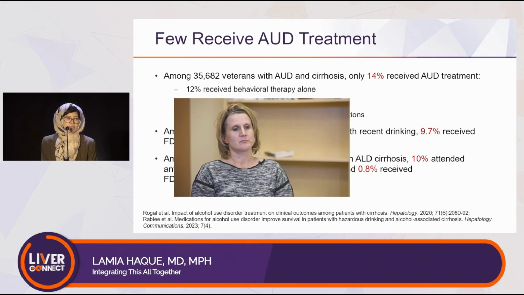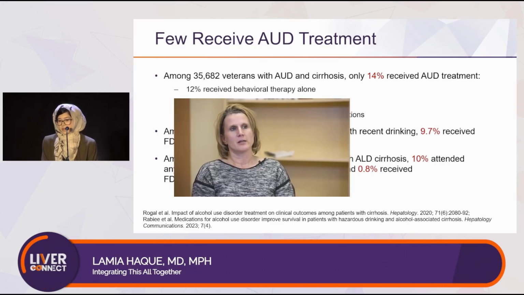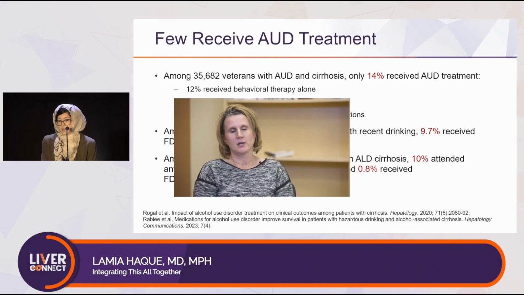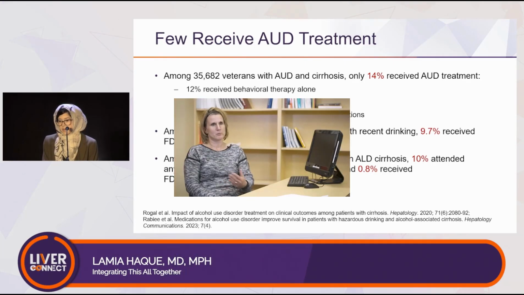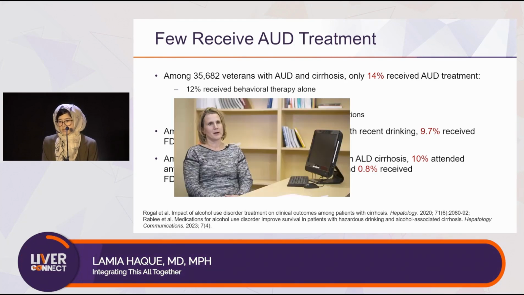with a diagnosis of alcohol use disorder and cirrhosis requiring a hospitalization ended up receiving any AUD treatment, with less than 1% receiving medications for alcohol use disorder, consistent with the newer study that Dr. Singal referred to. In a more recent study, also based on data from the VA, 9.7% of patients with recent alcohol-associated cirrhosis and alcohol use disorder were noted to receive FDA-approved medications. And in a commercially insured cohort, a large cohort, 10% of patients with alcohol-associated liver disease attended any kind of mental health visit, and again, less than 1% received medications.